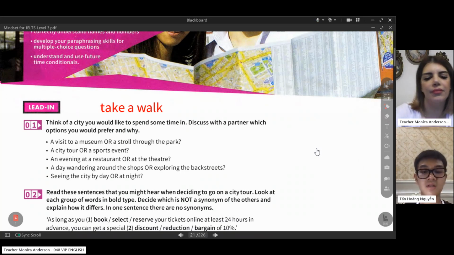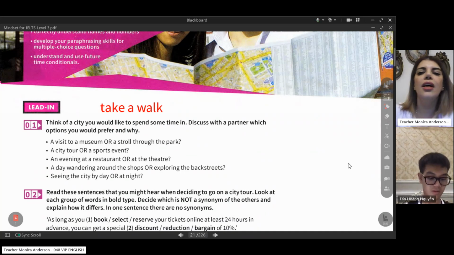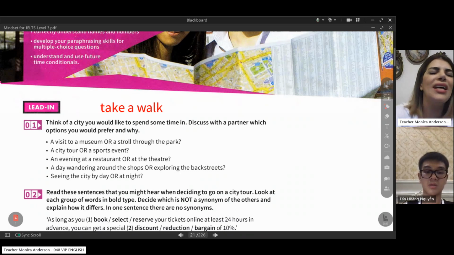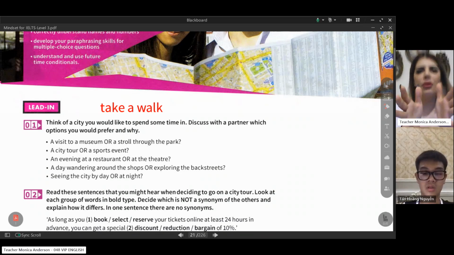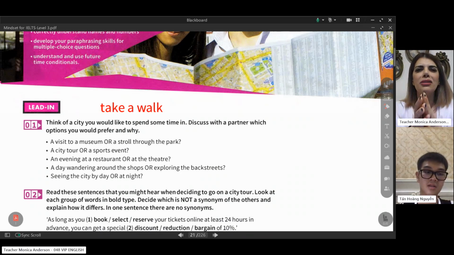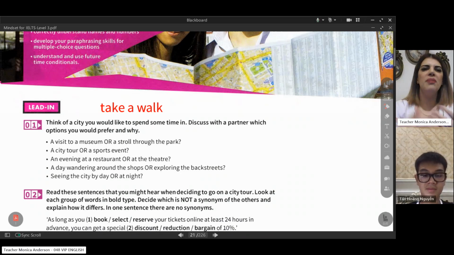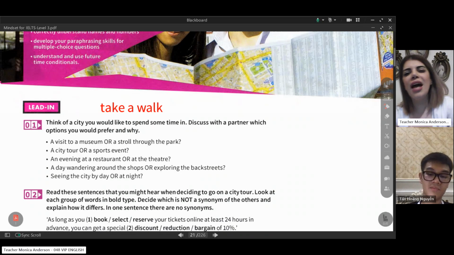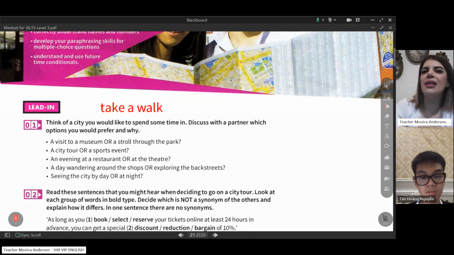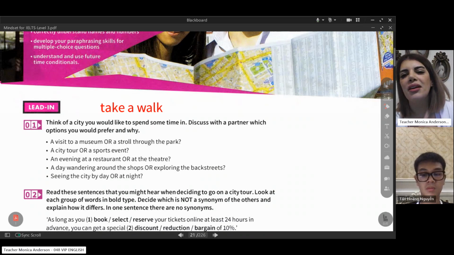But what is a back street? Okay. In towns and cities, there are some narrow streets where there are no people, you can see there is no crowd. We can consider them as empty places where you can take a walk. Not crowded, not really busy, narrow streets, say back streets. Or wandering around the shops.